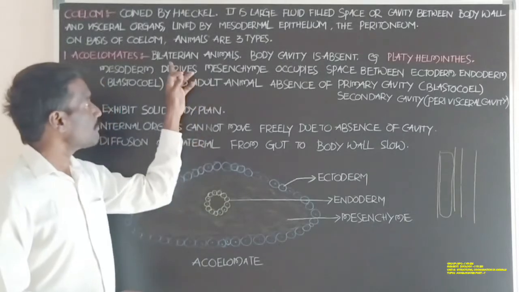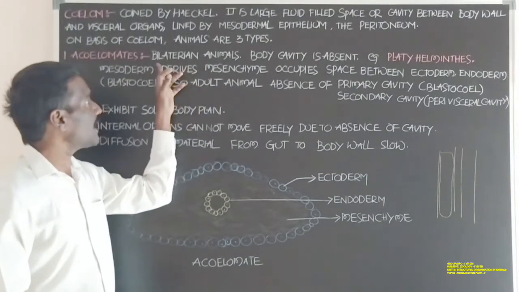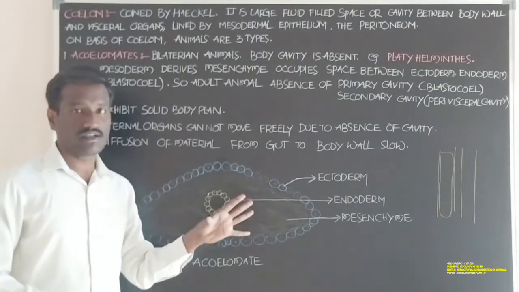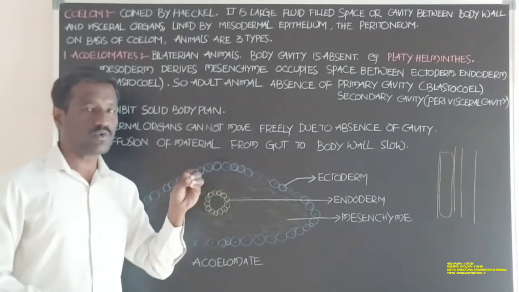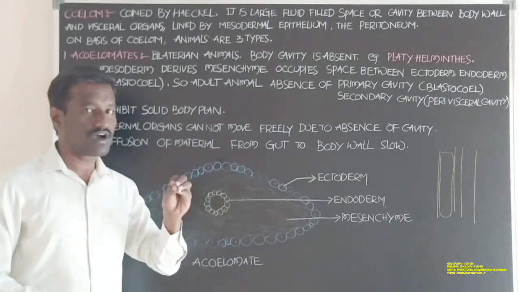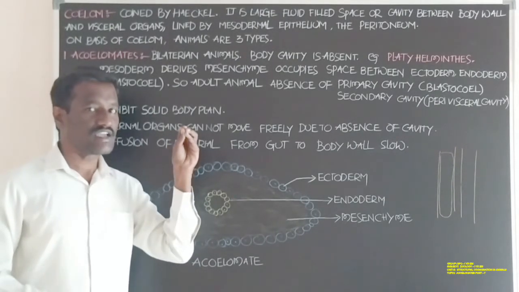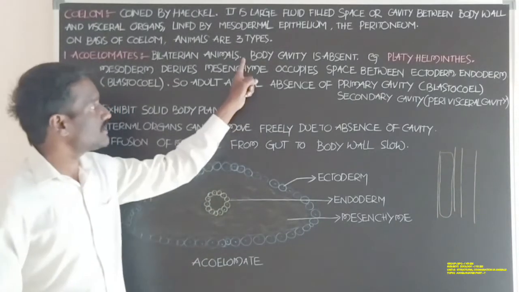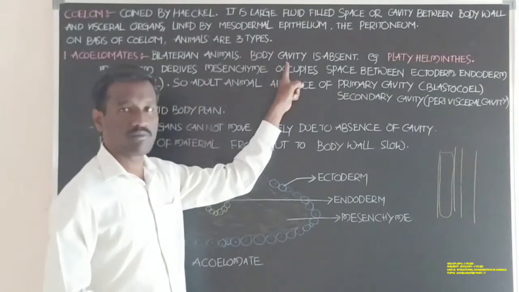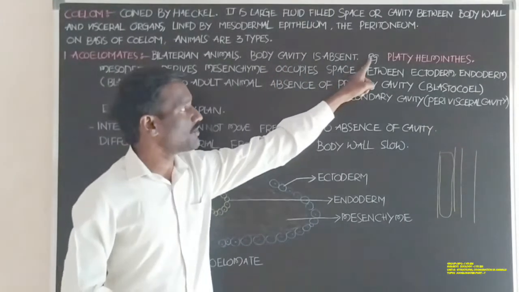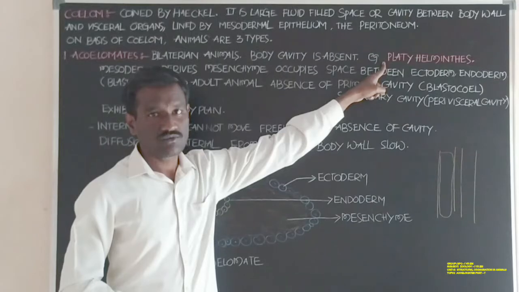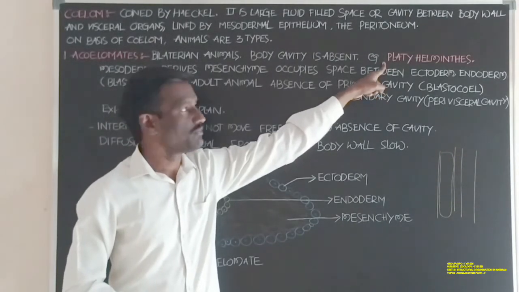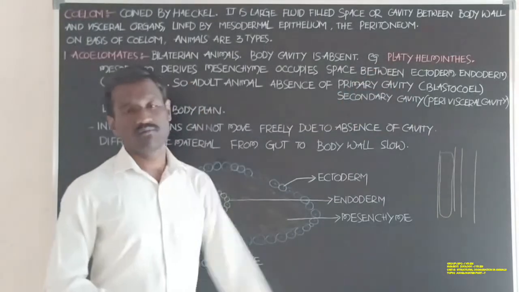Not all bilaterian animals are acoelomates; only some of the bilaterian animals are acoelomates. Acoelomates means animals that do not have a body cavity. Which bilaterians show the acoelom condition? That is Platyhelminthes.